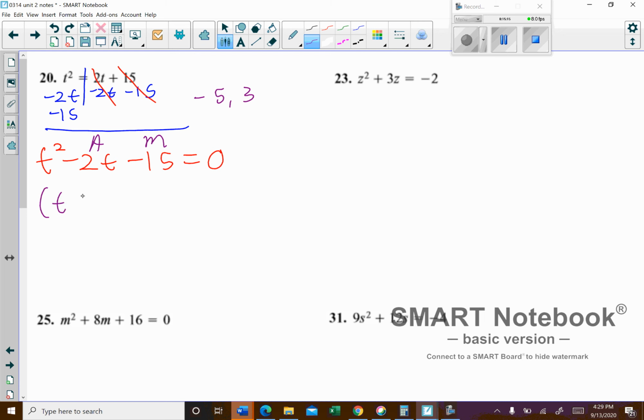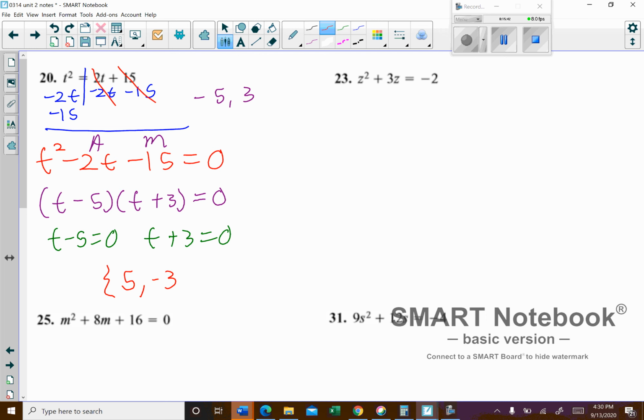So let's see, t minus 5 and t plus 3. Okay, and then we'll take each one of these and set them equal to 0 and solve. And I'm kind of running out of room, so I'll just go ahead and write my solution set. So it should be a positive 5 and a negative 3 right there. That's what we're looking at.